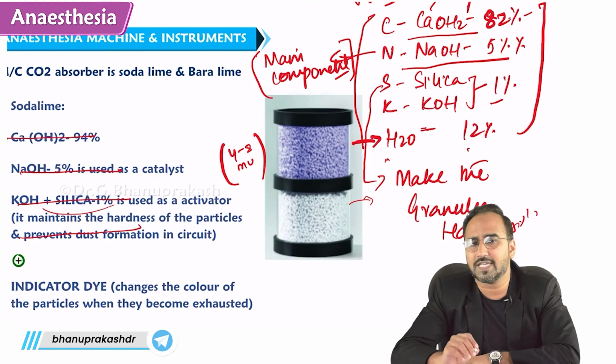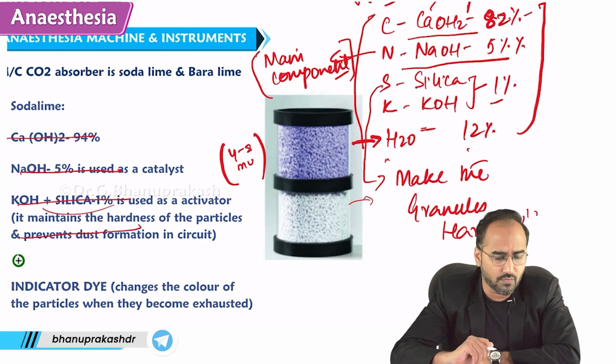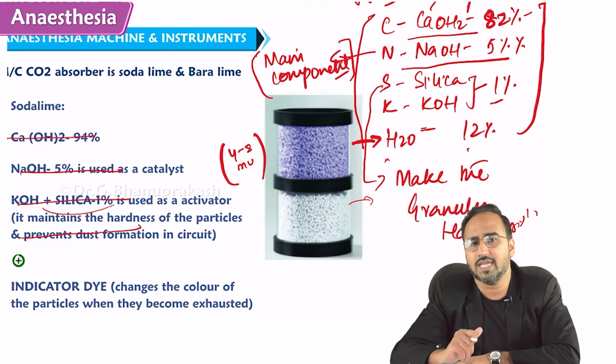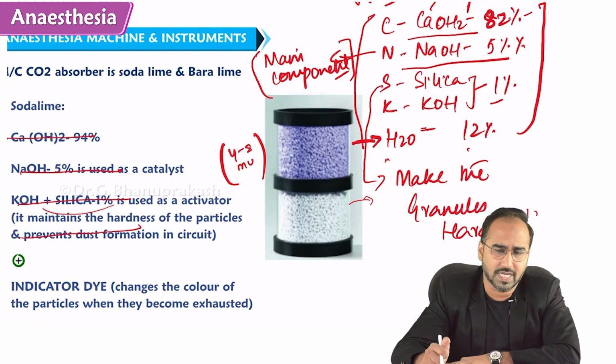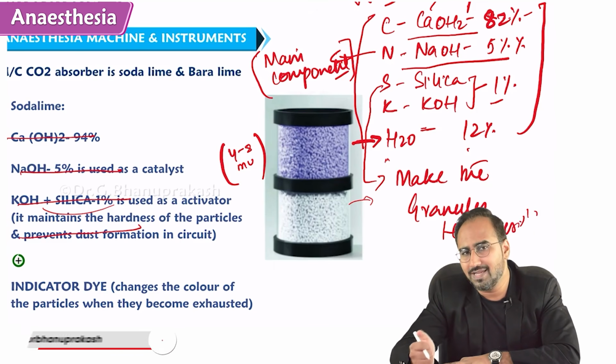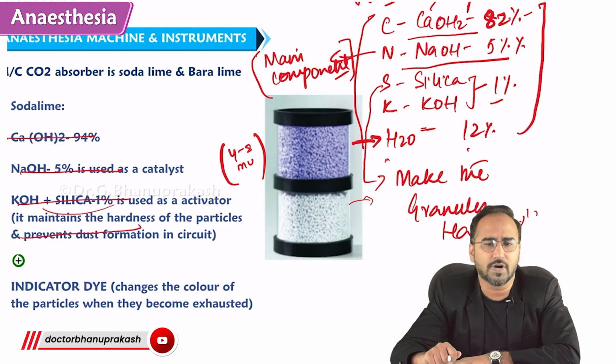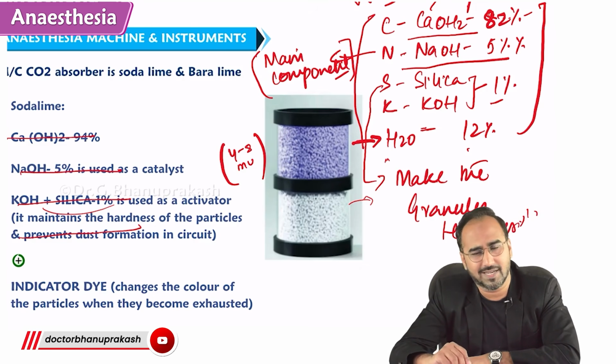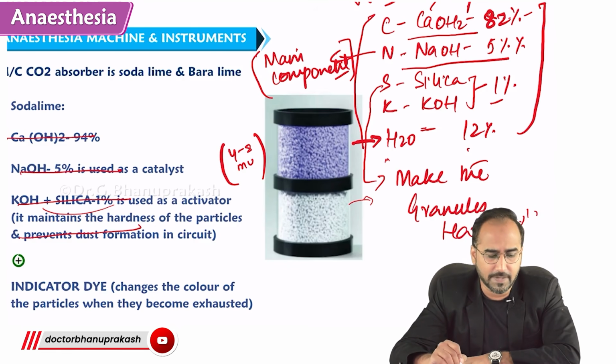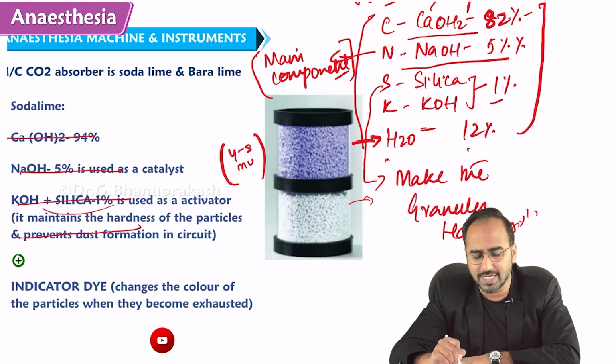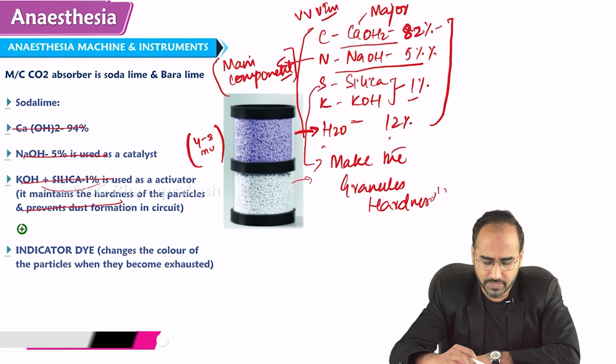So remember guys, once again, the composition of soda lime is CNSK plus some water. What is the CNSK? C stands for calcium hydroxide, N is for sodium hydroxide, S is for silica, and K is for potassium hydroxide. C is 82%, it is calcium hydroxide, 5% it is sodium, 1% it is silica and potassium, and 12% it is made up of water, right?